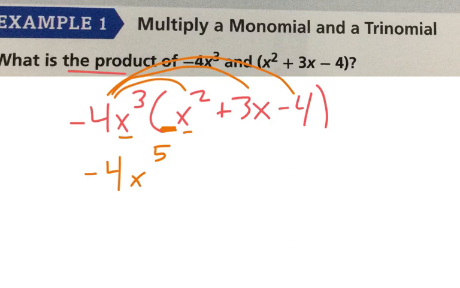Okay, so then I multiplied negative 4x cubed times the first term. Now I need to multiply negative 4x cubed times the second term. So multiply the coefficients. What's negative 4 times 3? Negative 12. And then what's x to the third times x? I'm multiplying. Are they powers? They're not right now, but can I make this x a power? I could raise it to the first power. It's x to the first. So I'm multiplying powers. Do they have the same base? Keep the base the same and add the exponents. X to the fourth.